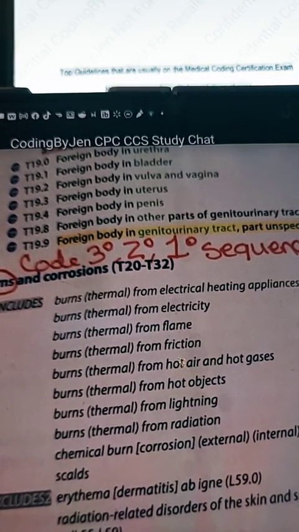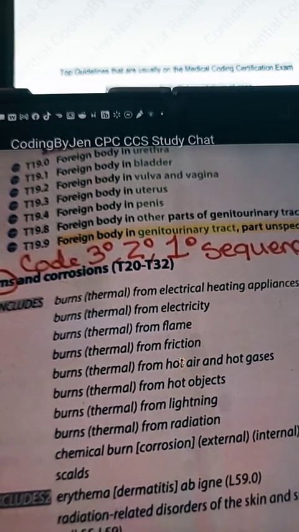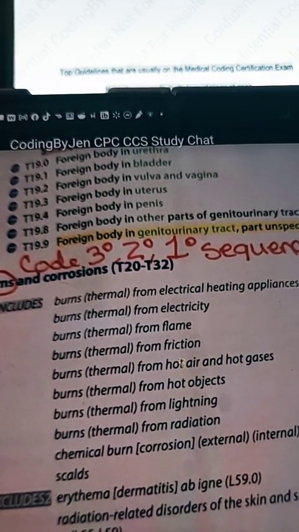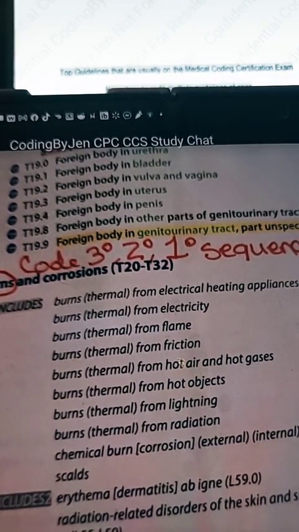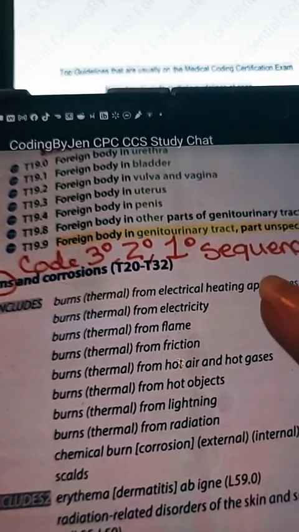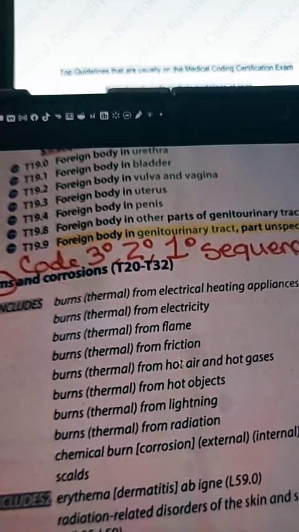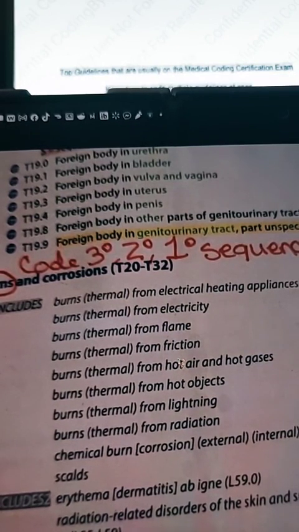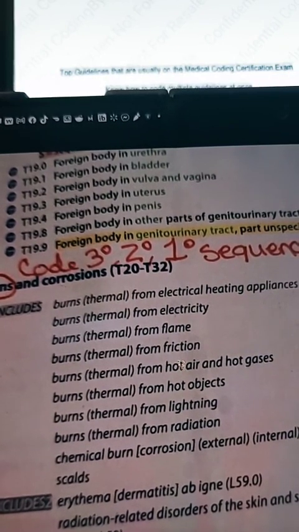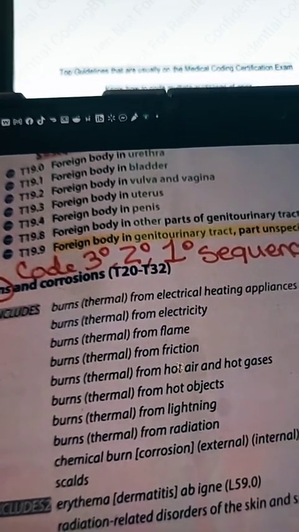If they have corrosion burns, like from battery acid, that trumps fire burns, and you code those first. Even if they have first degree corrosion burns, but third degree fire flame burns, you're definitely going to code your corrosion burns first, and then your third degree burns second. So be sure and know that particular guideline.